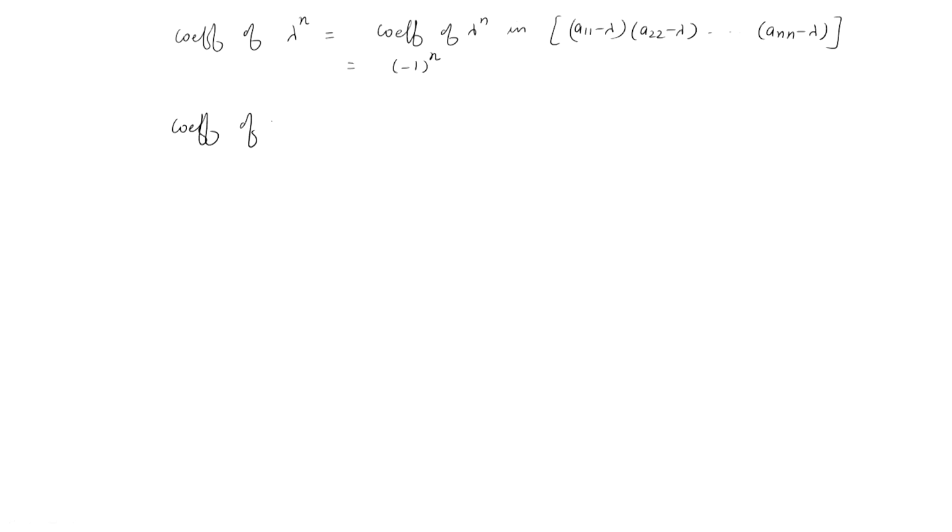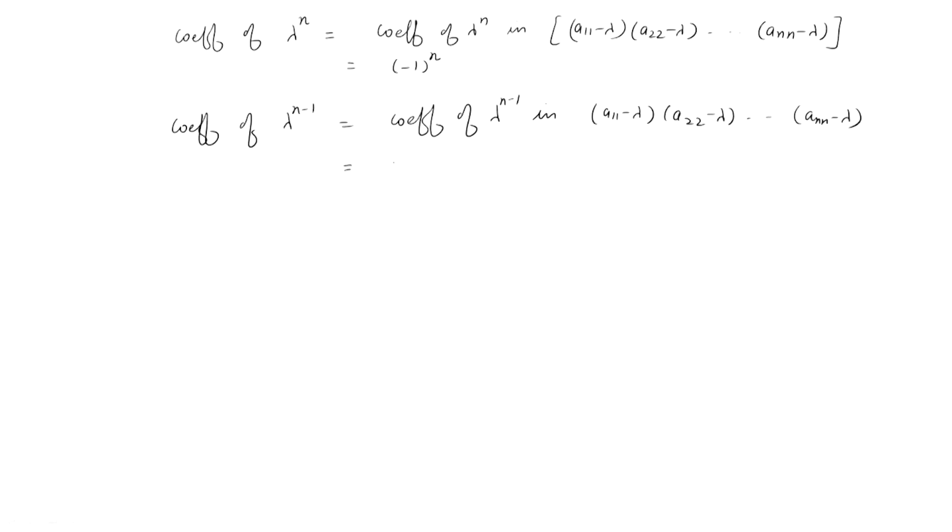And similarly, if you want to see the coefficient of lambda raised to power n minus 1, it is simply the coefficient of lambda raised to power n minus 1 in again this product, A11 minus lambda, A22 minus lambda and so on up to Ann minus lambda. So, what is the coefficient of lambda raised to power n minus 1 in this? It is simply A11 plus A22 plus and so on, Ann.